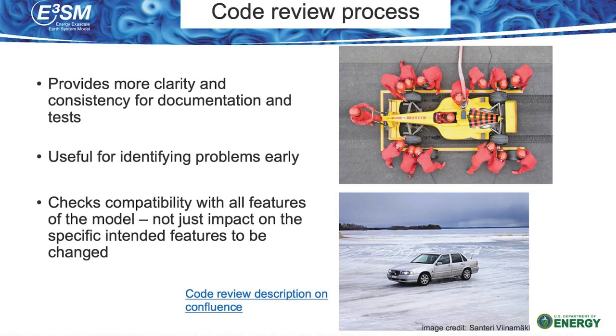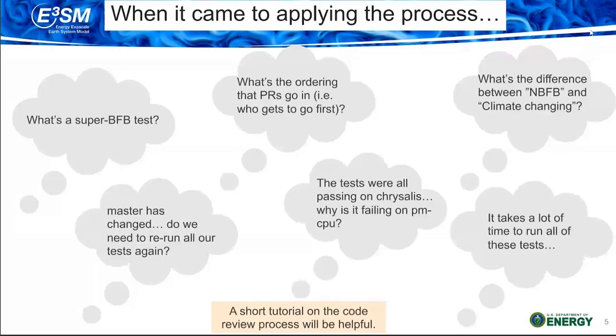I think in essence it's good that we have it, but when it came to actually applying the process, a lot of questions came up. For example, what's a super bit for bit test? I think that's still in the process of being made more concrete. Master has changed. Do we need to rerun all of our tests again when it comes to running super bit for bit tests, but also climate simulations? What's the ordering of the PRs to go in, especially if we have to rerun all these tests? Who gets to go first?